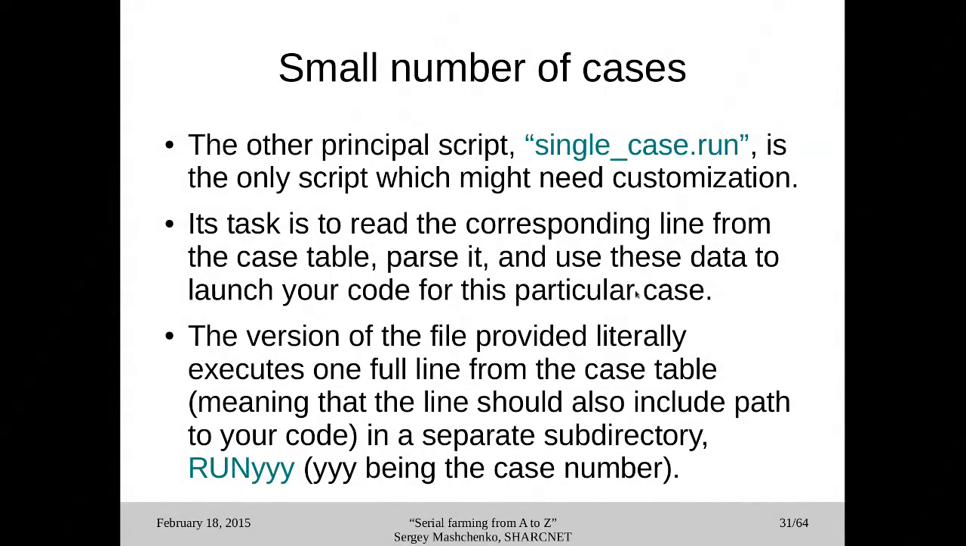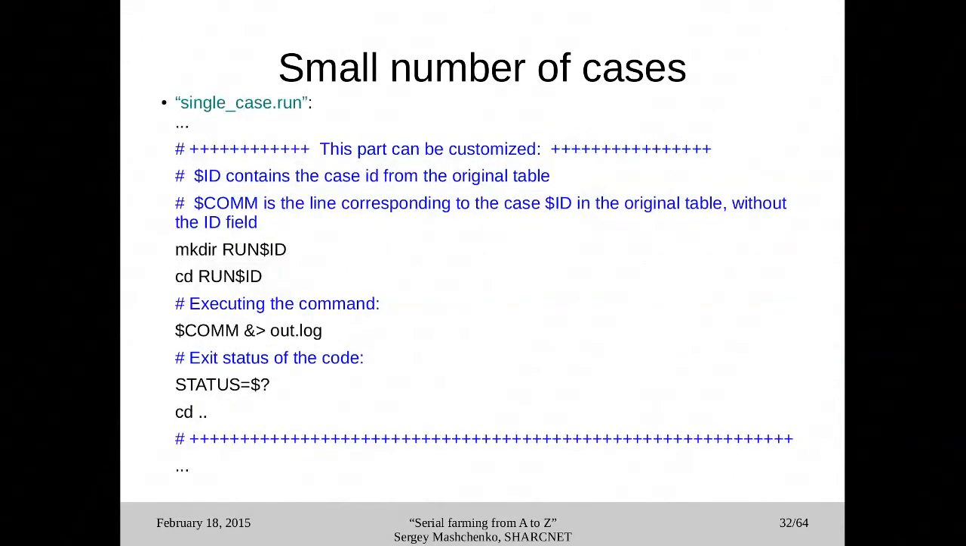The default version of single case run also creates an individual subdirectory with the name run YYY, in this case YYY being the case number. So if you submit a serial farm with 128 jobs, it will create 128 subdirectories, run 1 to run 128, inside the current directory. I'm showing what's inside the single case run default configuration. So it shows you what it does.